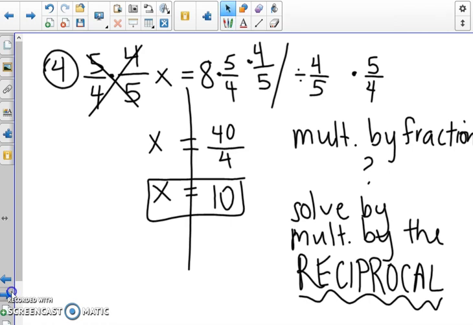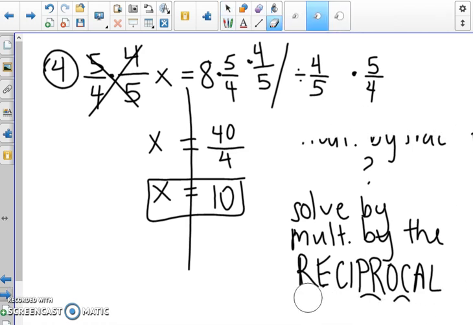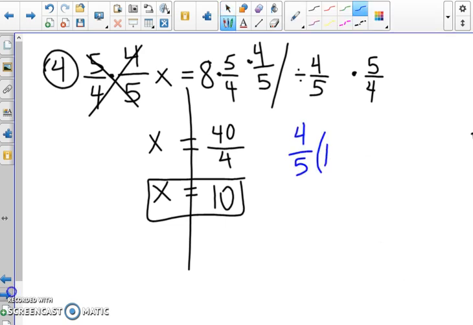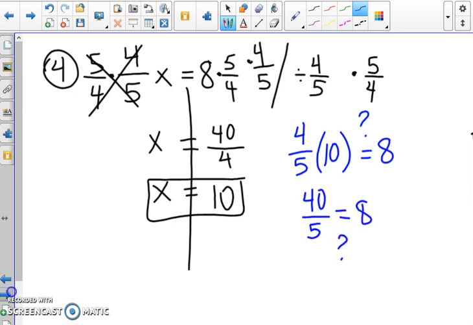Now, as always, I want to check my work, so I'm going to give myself a little space. And let's check our work. We have 4/5 times x, which we're going to say is 10, equals 8. 4/5 times 10 is 40 over 5. Does that equal 8? Yes. So our answer is correct.